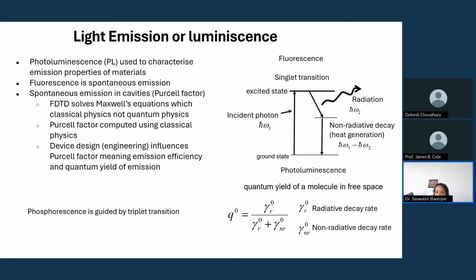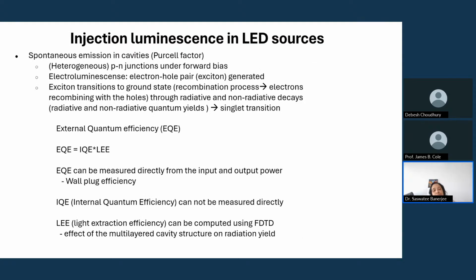There is another thing called phosphorescence. That's another process, and it is guided by triplet transitions, which is not something I'm talking about here, but it is there. For example, for the red emission, especially in the case of OLED, or organic LED, you do see phosphorescence, not fluorescence, basically. So that's a more complex process.